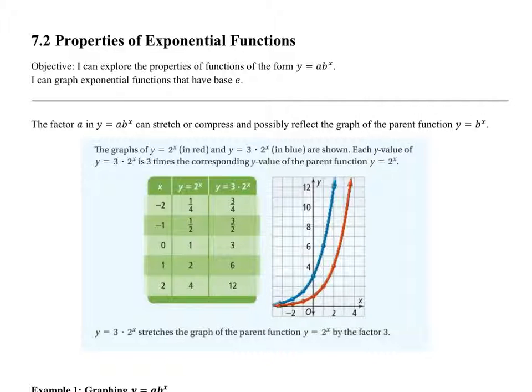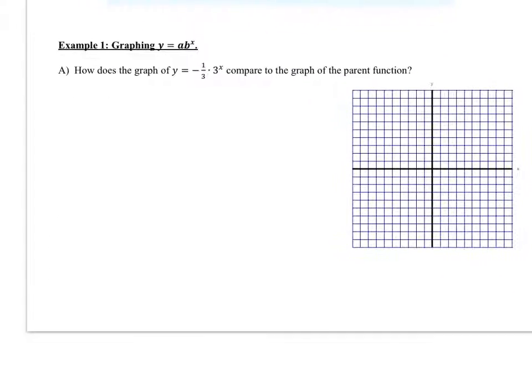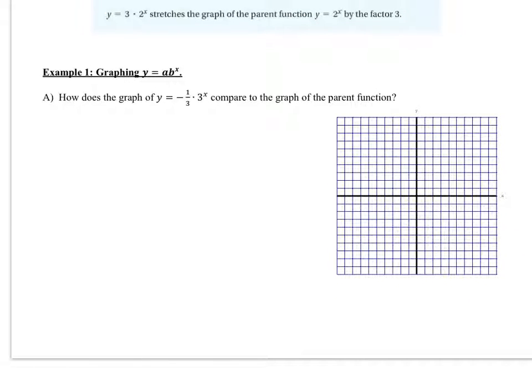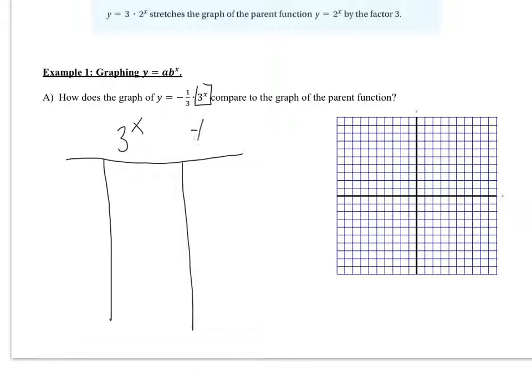So now we're going to be graphing the parent function and the original. So this is the only time I'm going to graph both the parent function and the actual transformation graph. So kind of like up there. So my parent function is 3 to the x. That's going to be this right here. My transformation function is the negative 1/3 times 3 to the x power.